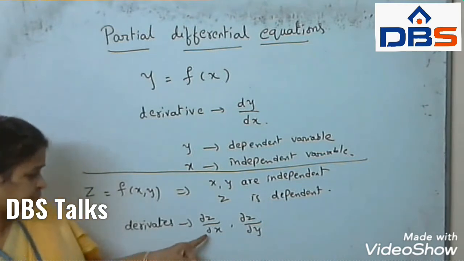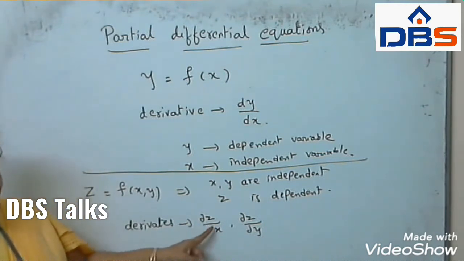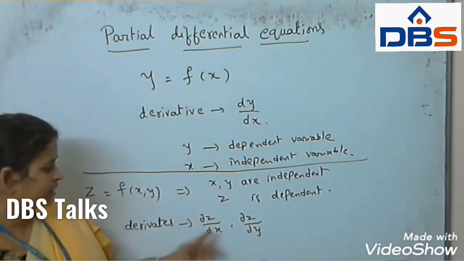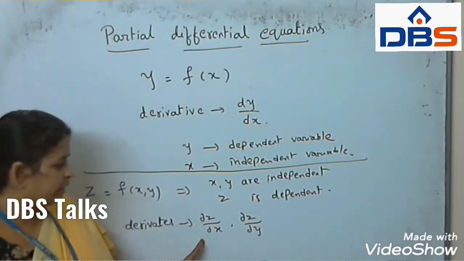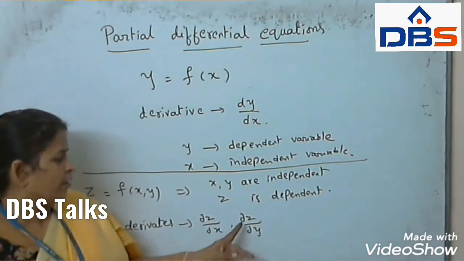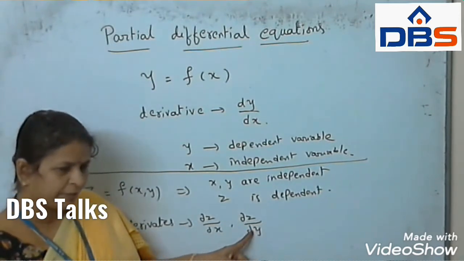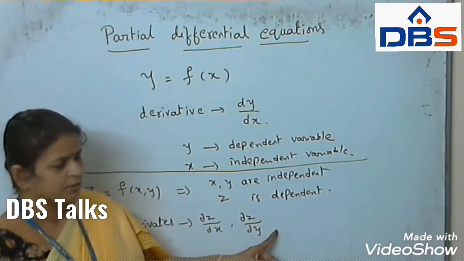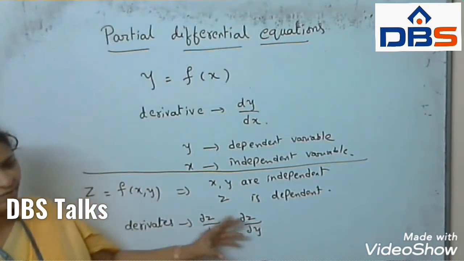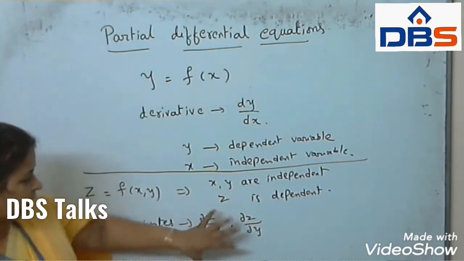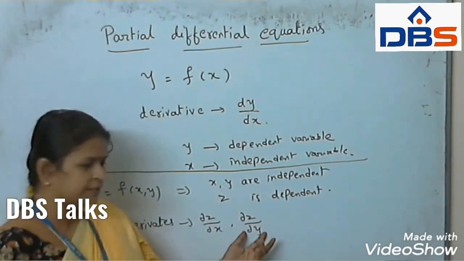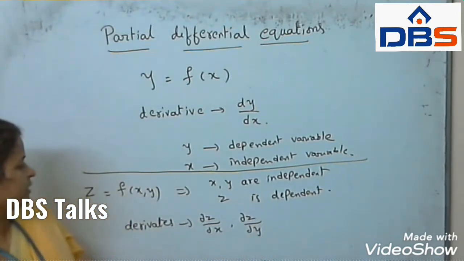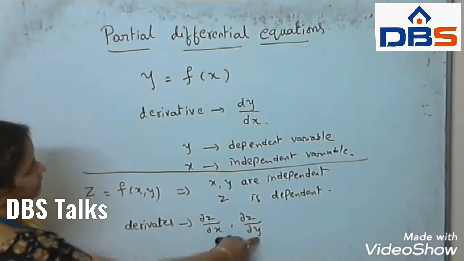Why? Because here we are differentiating with respect to x only. That means y is constant. In finding dou z by dou x, y is constant. While finding dou z by dou y, x is constant. We are differentiating only the x terms, or here only the y terms. So these are called partial derivatives.